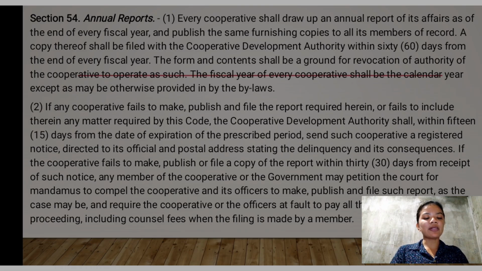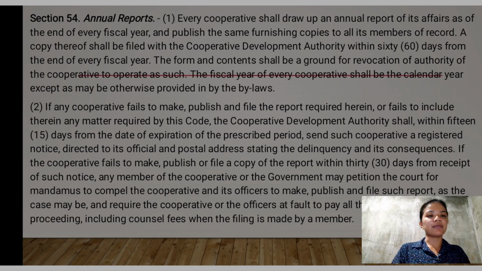Fourth, the form and content of the report are crucial, as failing to comply with the prescribed requirements could lead to the revocation of the cooperative's registration. And in this section, it ensures transparency and accountability by requiring cooperatives to disclose their activities and financial health to both members and the regulatory authority.